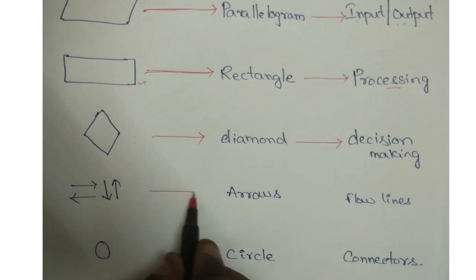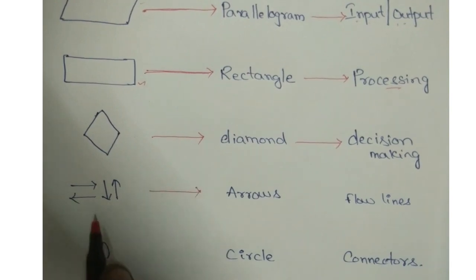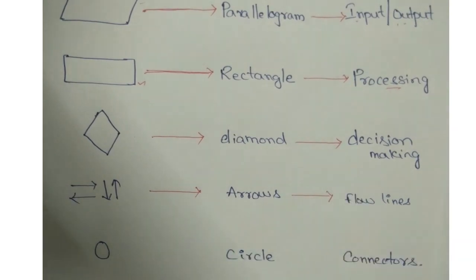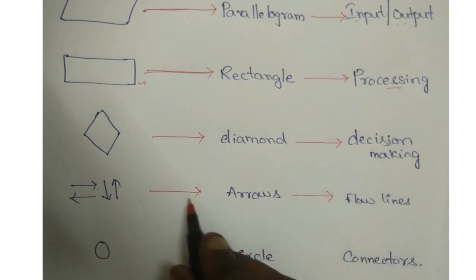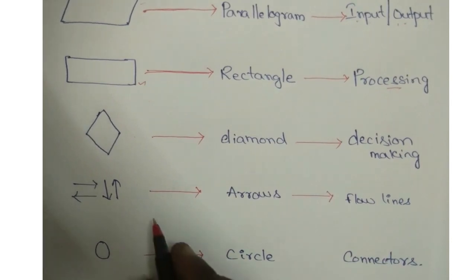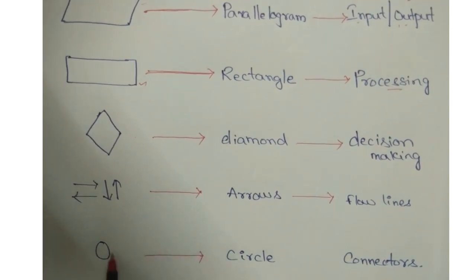And the next symbol is arrows. What is the need of arrows? By using the arrows we can represent the flow of execution, means how our step-by-step process or program will be executed. And the last one is the connector, the circle. If there is more than one flow, by using the connector we can connect them, and you use it to represent the flow of execution.